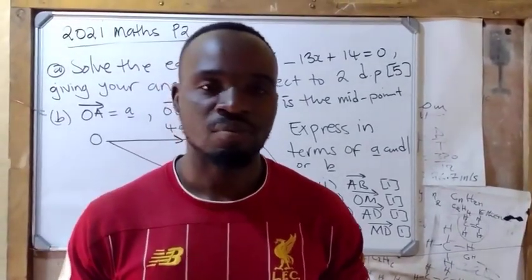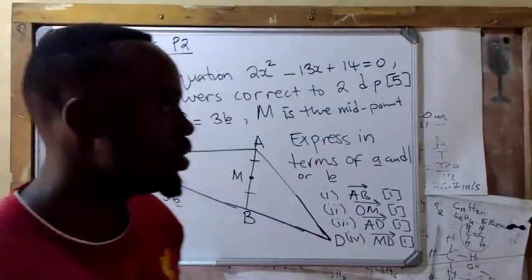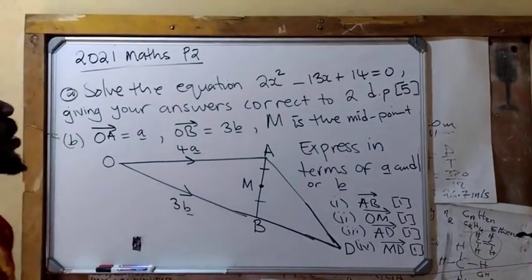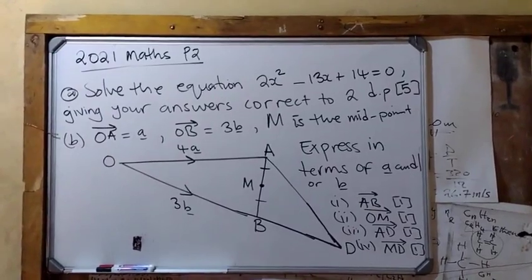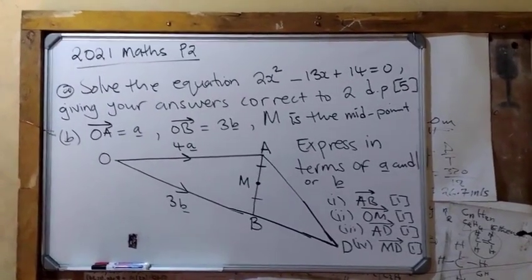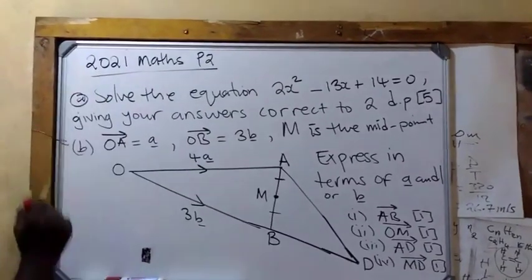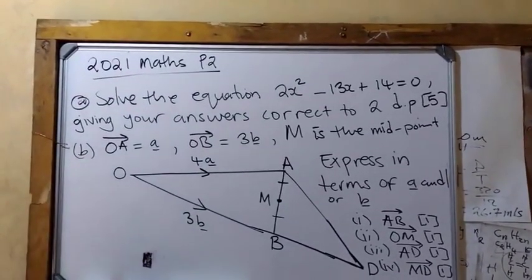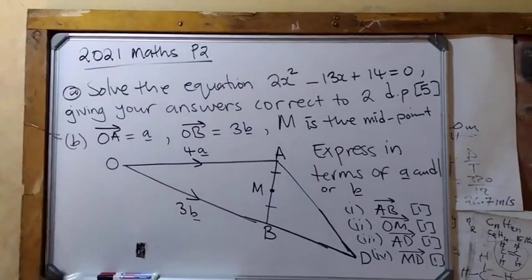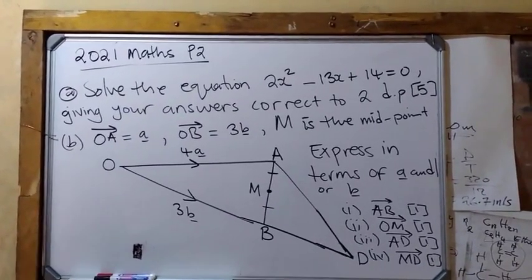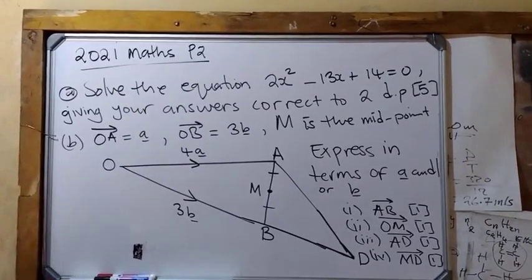This is Mr. Mling. Here with me, I've got questions that came in Mathematics Paper 2 for the internal exams for the year 2021. These are just miscellaneous questions, and I'm picking them randomly, then we answer them.